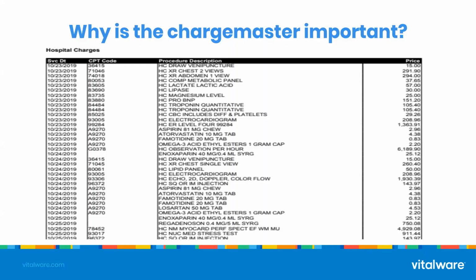So this is just a snippet of an itemized bill that I wanted to show as an example. This is a part of a page of multiple pages of charges for an outpatient account. And as you can see, there are some codes here that have CPT codes in that second column, and then there are some charges that are blank.